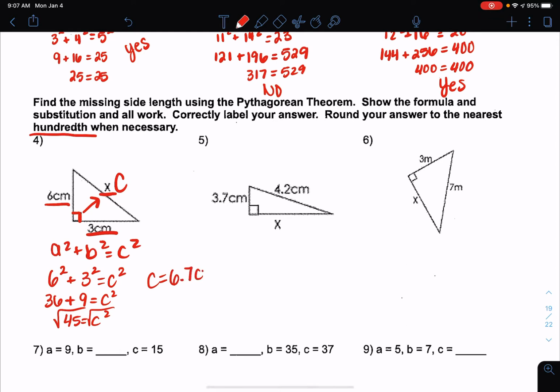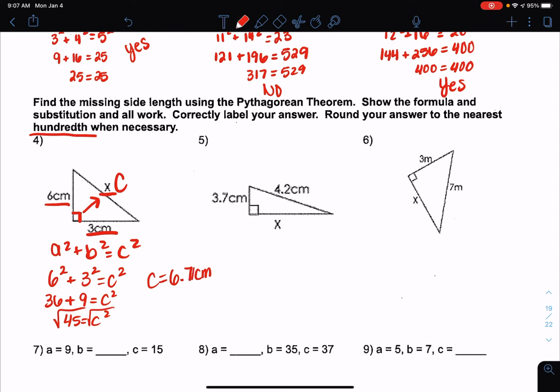6.7 centimeters. Now that is incorrect because I still have to round to the nearest hundredth. So you need to make sure that you're rounding to the nearest hundredth, which is just 6.71.